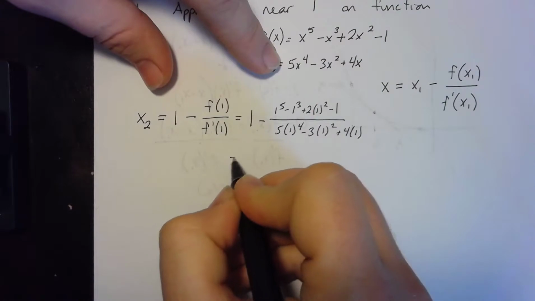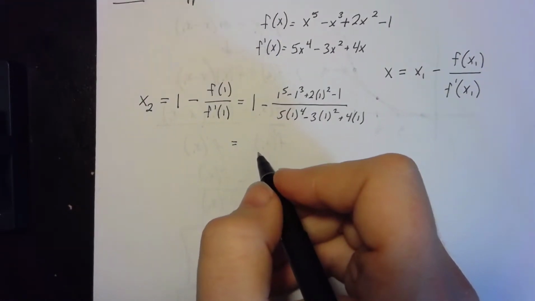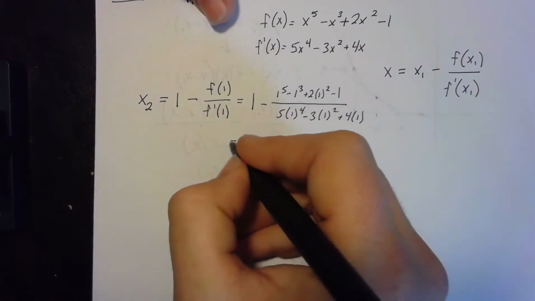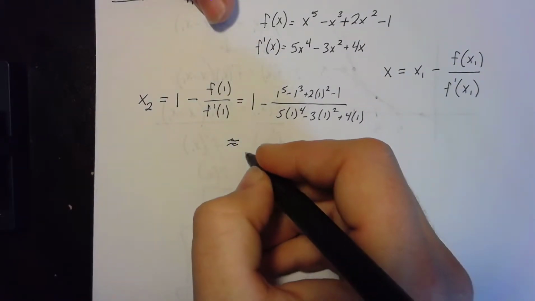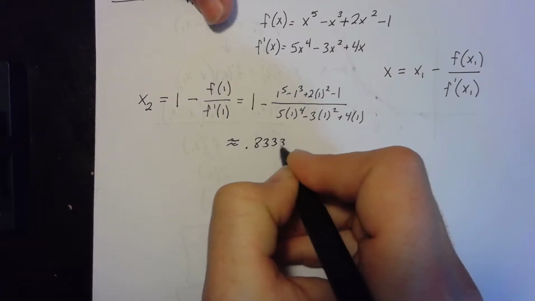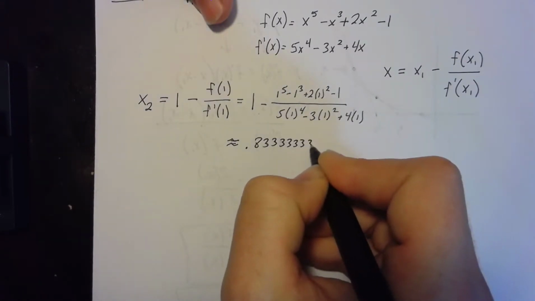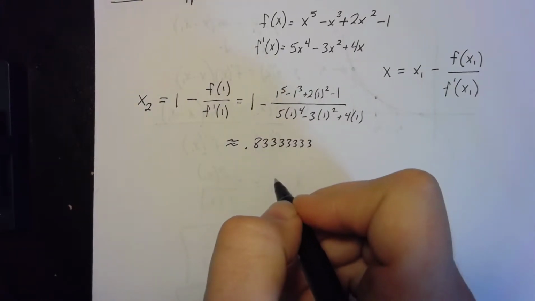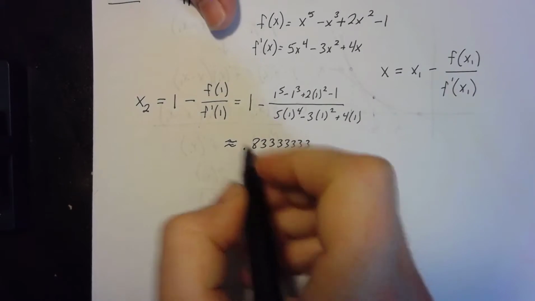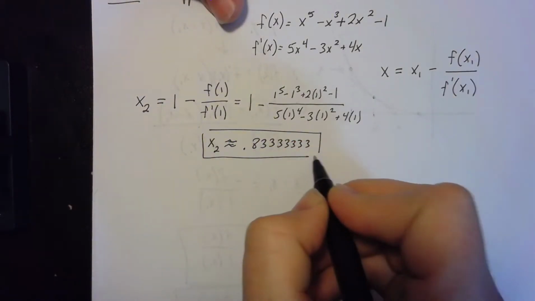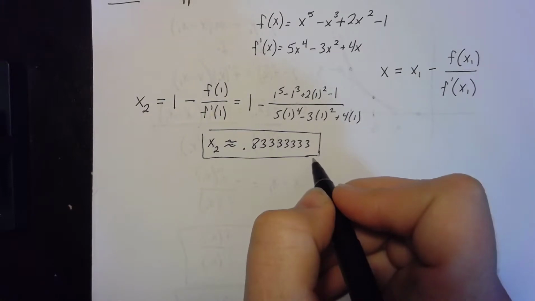Now this one you could probably do in your head quite quickly and then approximate to the best of your ability. What you'll come to the conclusion is that x2 is approximately equal to, using a calculator to get this rounded off, 0.83333, and basically it's 3 repeating. So I'm going to write 7 3s because that's about how much your calculator will be able to do. Now this is your x2 value. This gives us a value that we can approximate our actual root with.